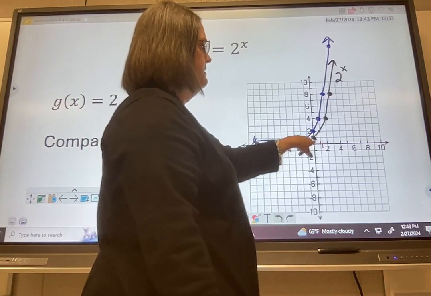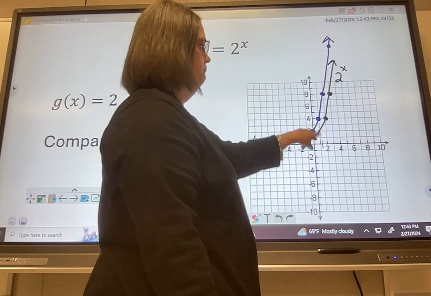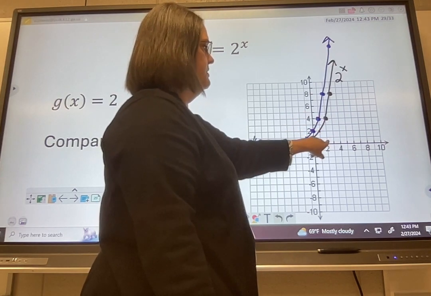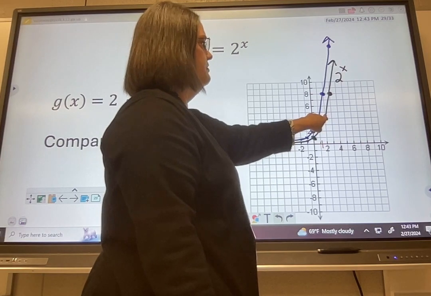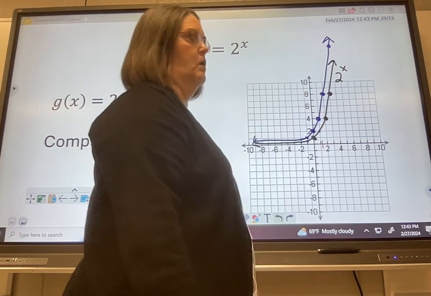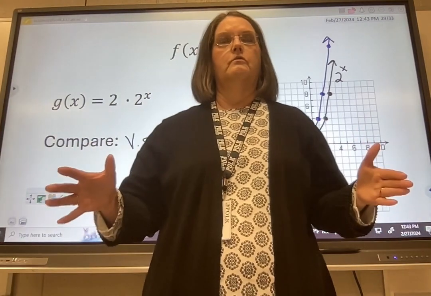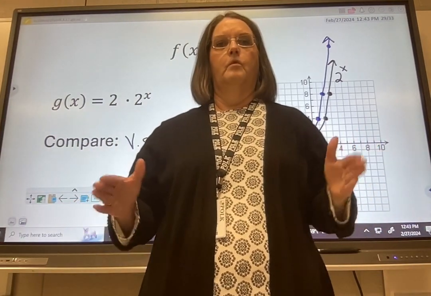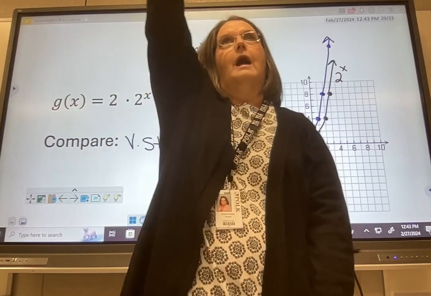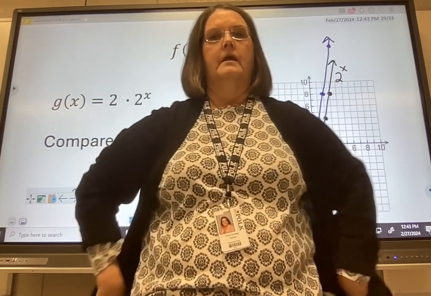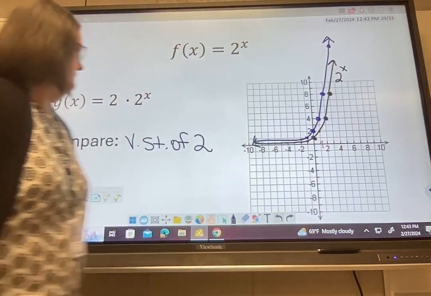So this is the point (0, 1), so 1 times 2 is 2. This is the point (1, 2), and 2 times 2 is 4. This is the point (2, 4), and 2 times 4 is 8, and so on. It gets stretched. Just the same as if you, as a person, were being stretched to double your height, you would get skinnier and you would get steeper looking. The same thing happens with a graph.